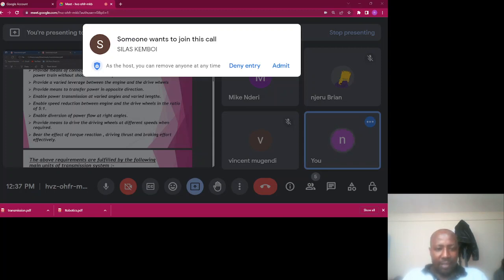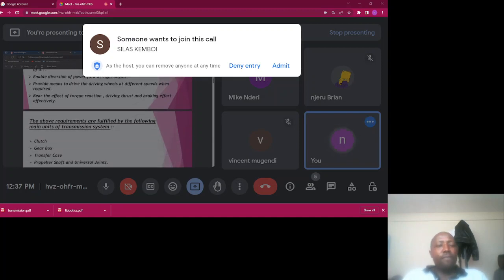The other requirement: it provides means to drive the driving wheels at different speeds when required. That is a main function of the final drive. For example, when the vehicle is cornering, the outer wheel will drive faster than the inner wheel. But when the vehicle is moving in a straight line, all the components in the final drive move at one speed. The other function is to bear the effect of torque reaction, driving thrust, and braking effort effectively.